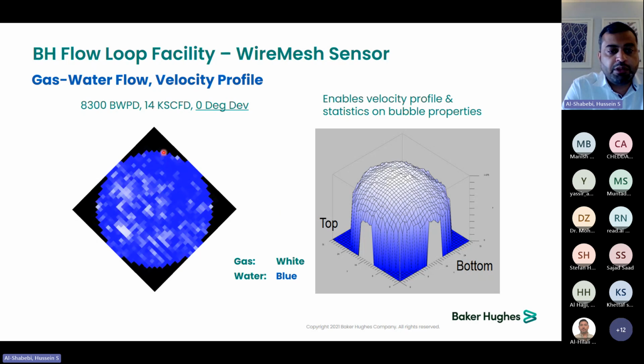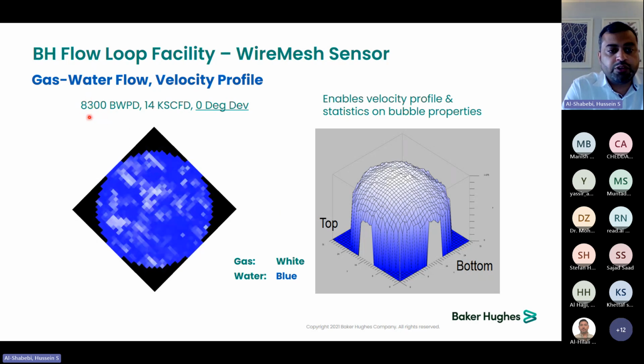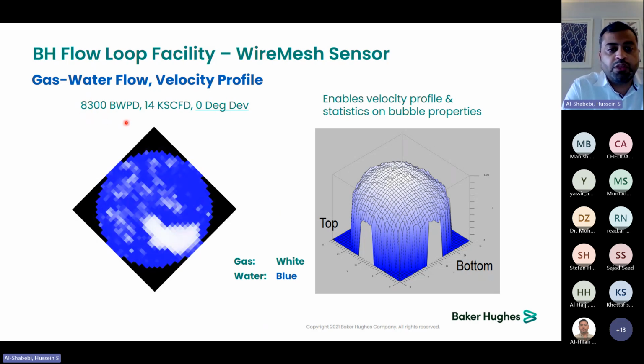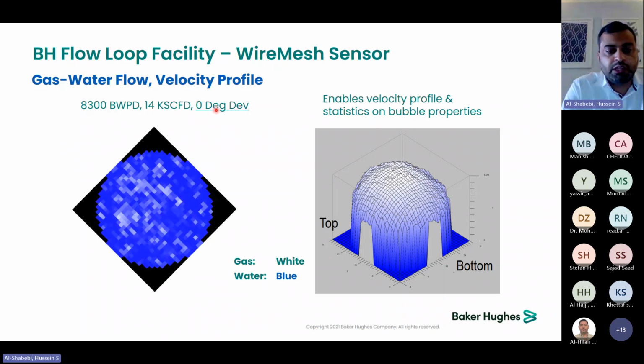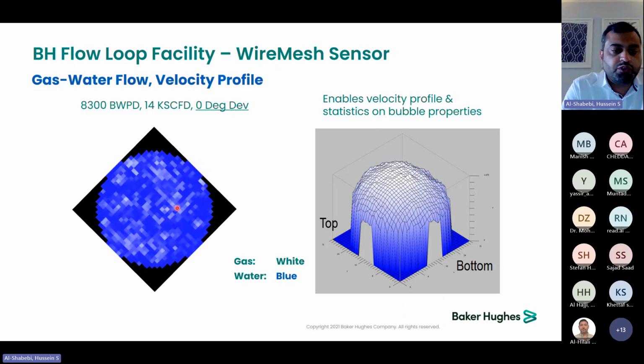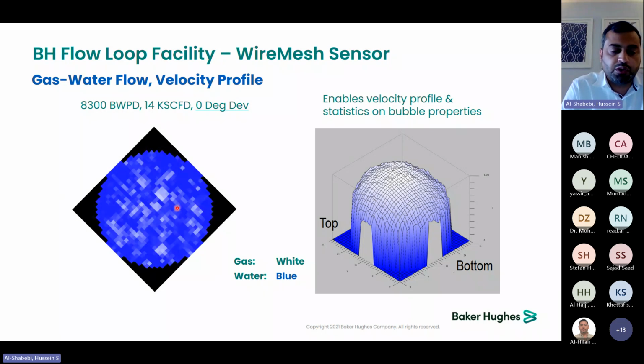This is the same example that we have seen before, 8,300 barrels of water with 14,000 standard cubic feet of gas, but this is vertical to generate the bubbles, because usually we cannot utilize this in the horizontal.